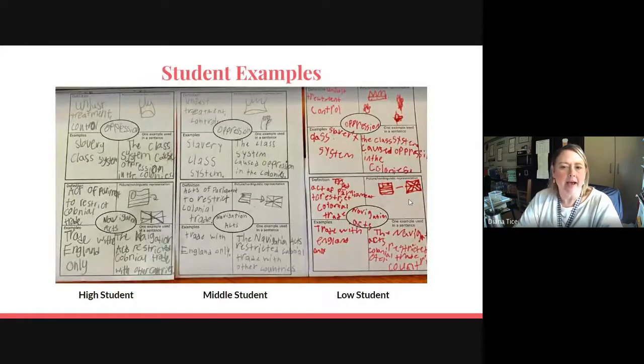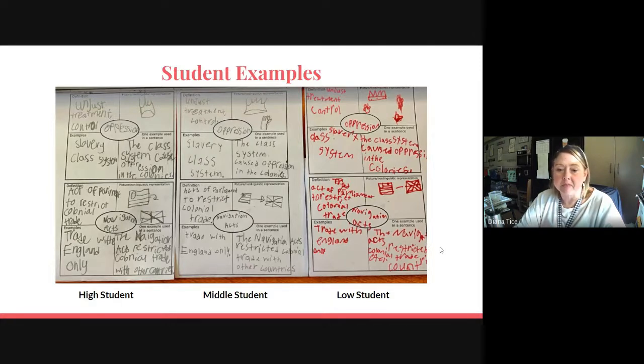The next slide, I have student examples. I gave an example of a higher student, a middle student, and a lower student. And if you look at each one of these examples, you will see that even the lowest student was able to fill in the Frayer model adequately enough to be able to refer back to it, and also to be able to have that contextualization with the vocabulary words. The 2 words that we used on these Frayer models were oppression and the Navigation Acts.